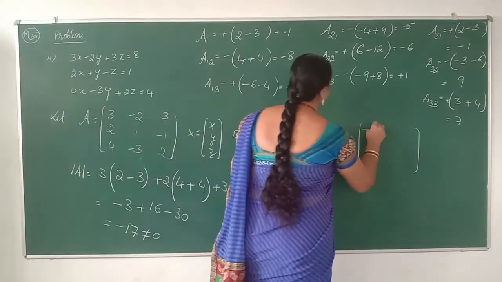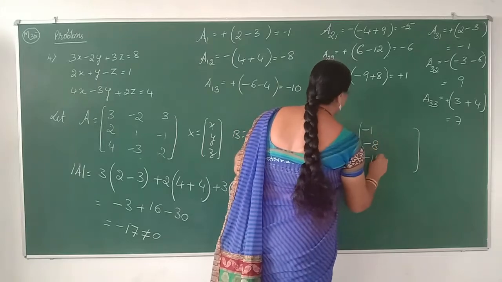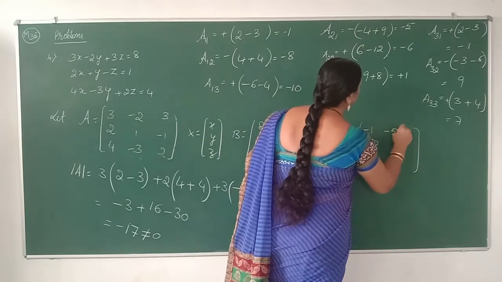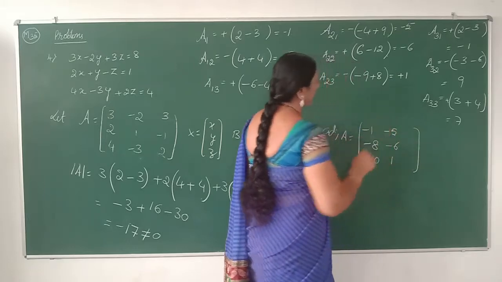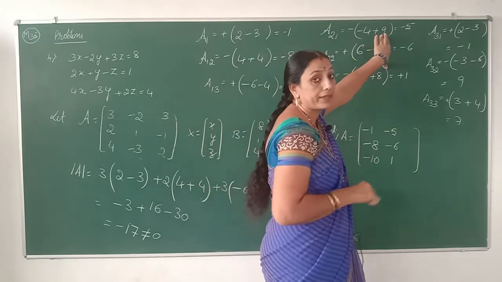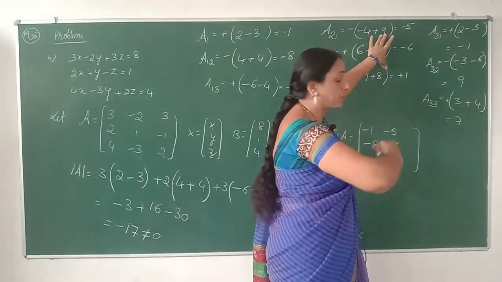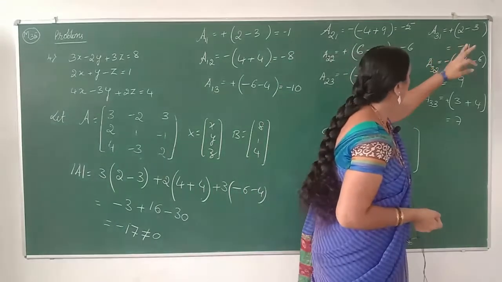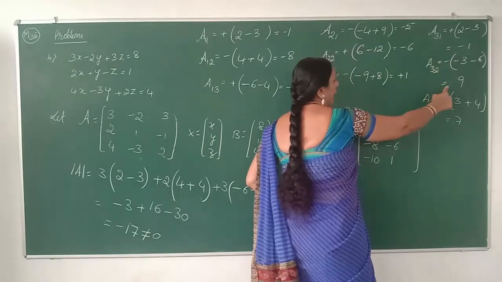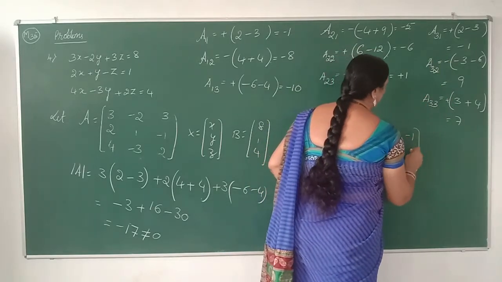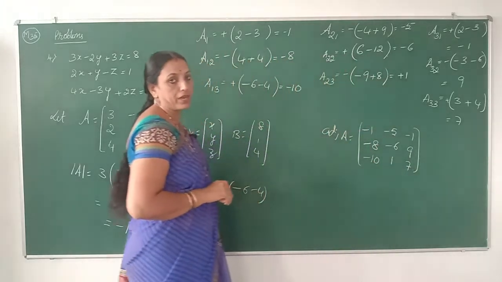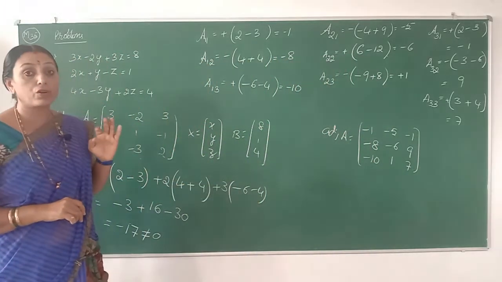Minus 1, minus 8, minus 10. Elements of the second row: minus 5, minus 6, plus 1. These are the cofactors of the second row, but after transpose these are represented in the second column. And third row: minus 1, 9, 7. These are the elements of the third column. This will be called the adjoint of A without representing the cofactors.